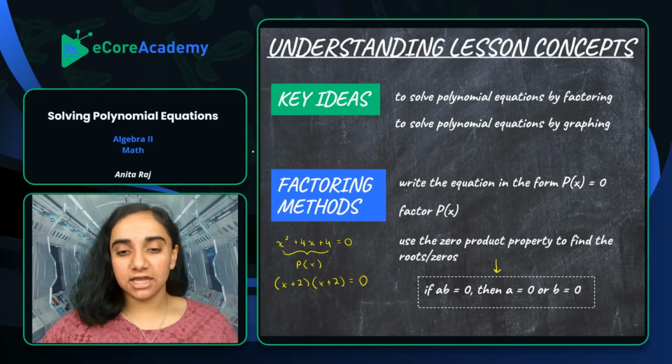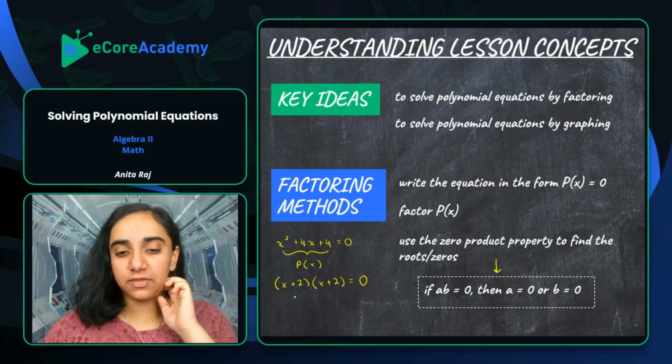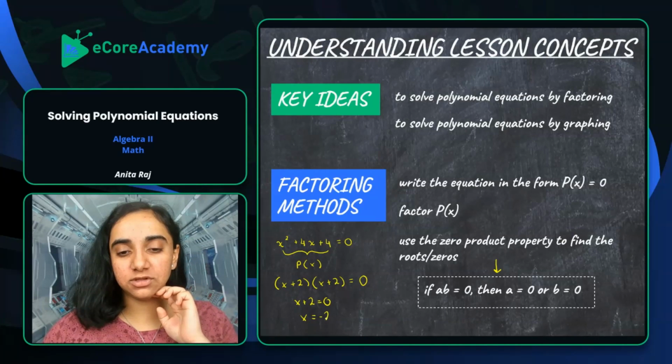So that's why in this case we set one of these equal to 0, because you have the same expression in both the parentheses. If we set x plus 2 equal to 0, we find that x is equal to negative 2. And that's how we would solve.